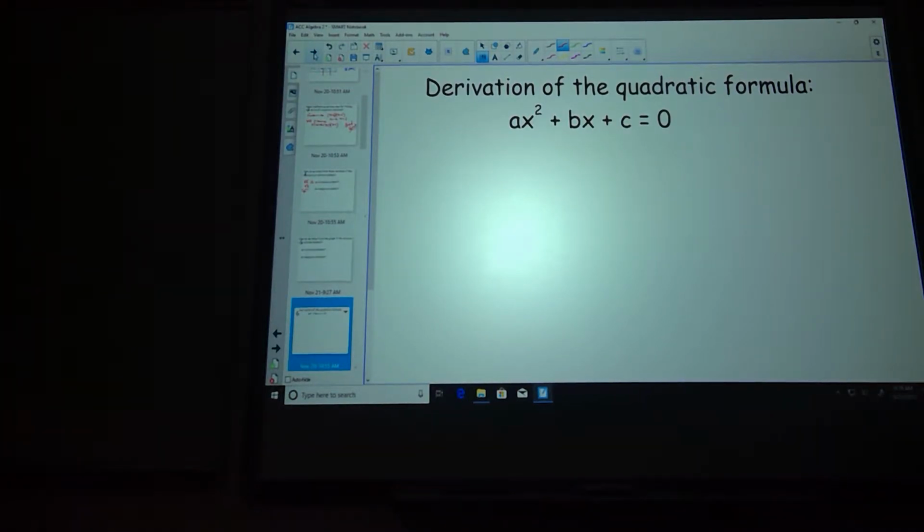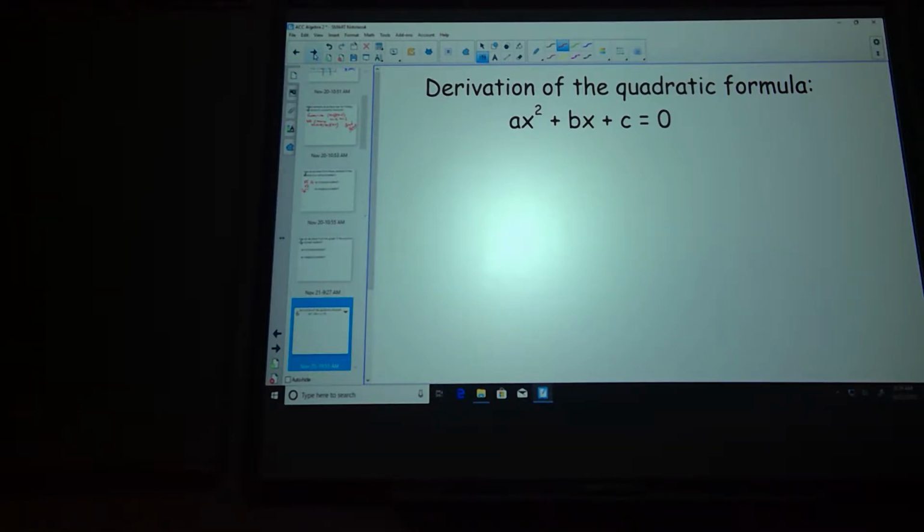Some of you, if you had a good Algebra 1 teacher, might have seen this before. If you didn't, you might not. I am going to take ax squared plus bx plus c equals 0, and I am going to complete the square on it. Meaning, I'm going to now try and solve it for x.